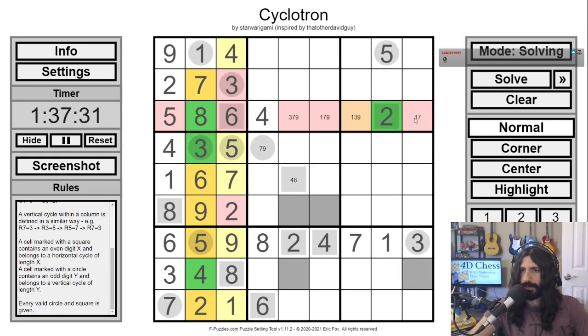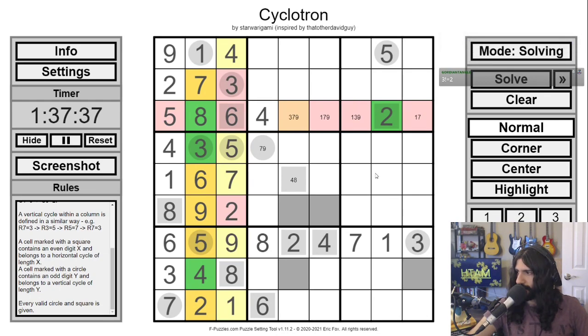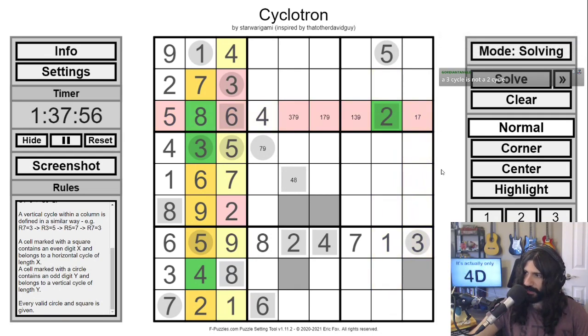Why can't it be 7, 3, 6, 1, 5, 9? Three cycle? Oh, vertical. If this was a 7, it would be vertical. A 3 cycle is not a 2 cycle when you put it that way. You're right. I was thinking horizontally. I didn't think up and down. Okay, fantastic.